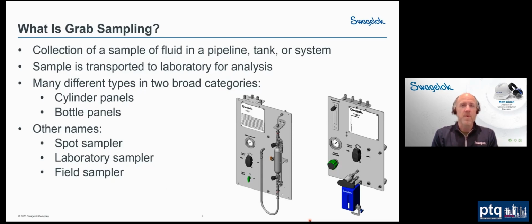Now, at Swagelok, we tend to break them down into two very broad categories: either bottle style panels or cylinder style panels. And in industry, these are often known by a lot of different names: field sampler, lab sampler, spot sampler, or just very commonly sampler. Grab sample is probably the most common, and it's the one that we use here at Swagelok as well.